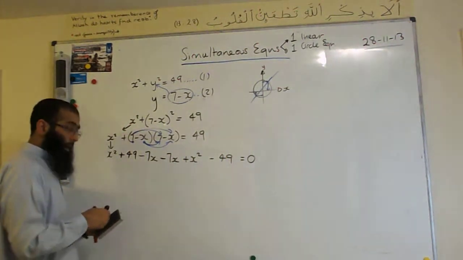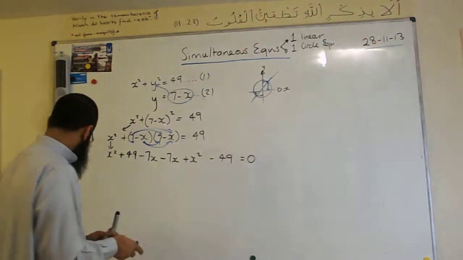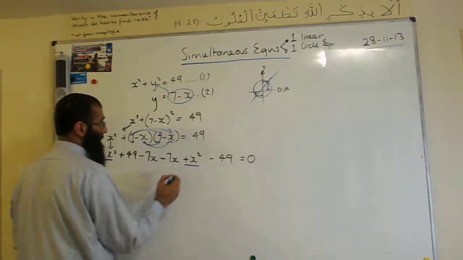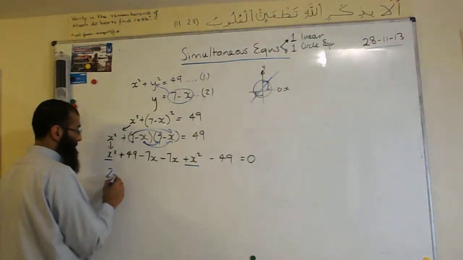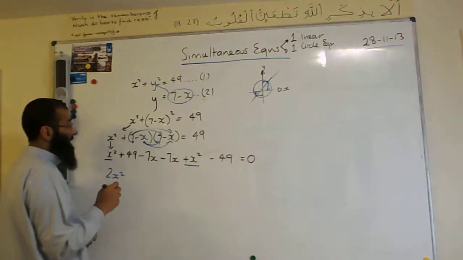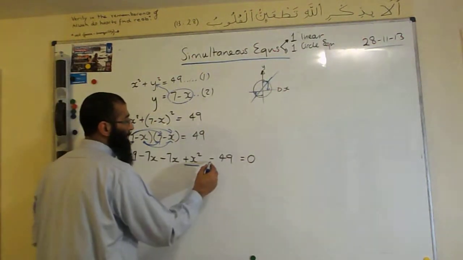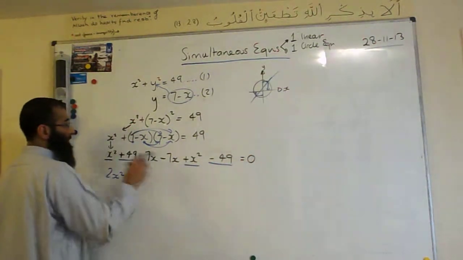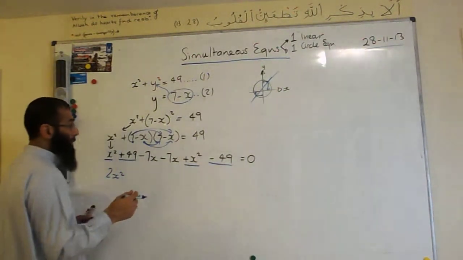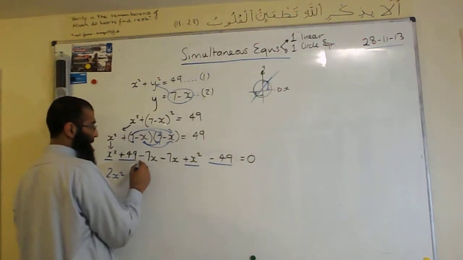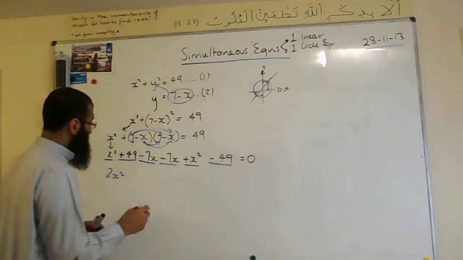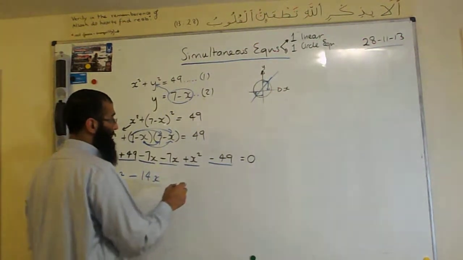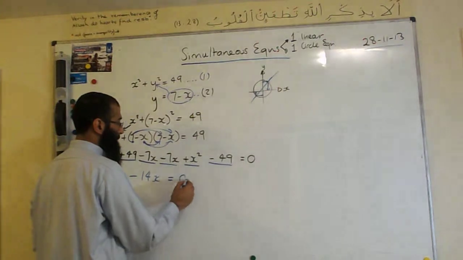Right. Now let's do a spot of simplifying. So we have x squared add x squared, that will give us 2x squared. We have plus 49 and the 49 that we brought over became minus 49, leaving behind a 0. So these two will just cancel each other out completely, leaving no number there. Then you have minus 7x and add another minus 7x. That will give us minus 14x. And then just the equal naught.